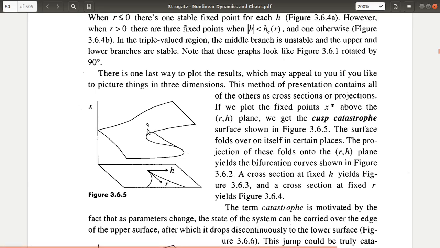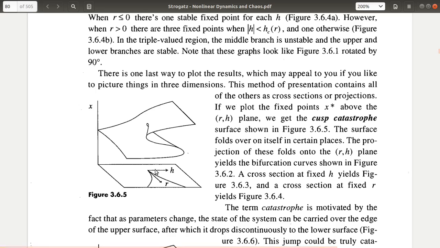And this is the point where r and h are 0. If you see, this is how the surface looks. And one more thing, if you notice, when I make a projection of this surface onto the rh plane, I will observe a curve like this, which is nothing but the stability diagram, right? So we have observed two branches making a cusp at this point. That's this picture, which is nothing but the projection of this surface.